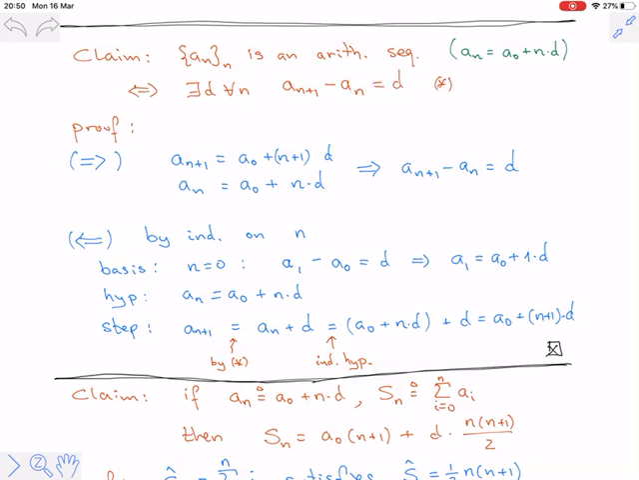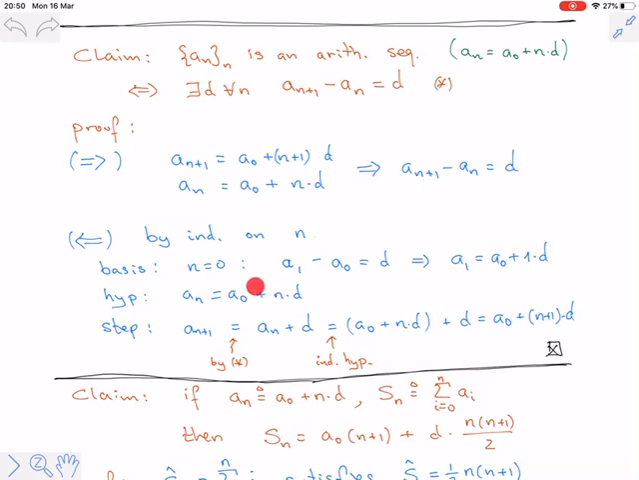Now let's prove the converse direction. Assume that there is such a d, such that for every n the difference equals d. Now we want to prove that a_n equals a_0 plus n times d. We prove this by induction on n. The induction basis for n equals 0: a_1 minus a_0 equals d. This is because of our assumption. Therefore, a_1 equals a_0 plus 1 times d. So we get what we wanted to prove. This is the induction basis.